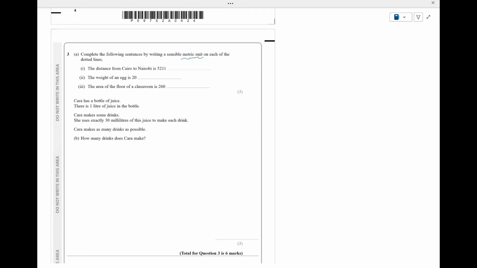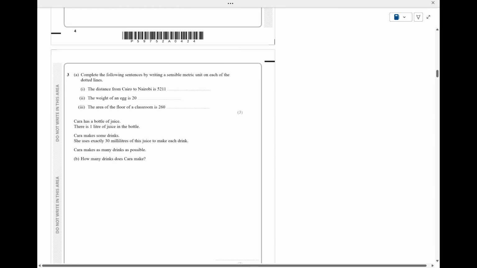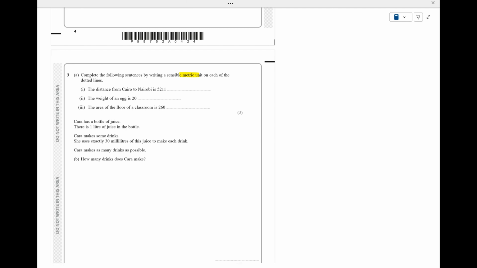Question 3. Complete the following sentences by writing a sensible, now look out, it says a sensible metric unit, doesn't it? Can you see that? So we need to write things like centimetres, metres, kilometres, maybe square units, but not things like miles. The distance from Cairo to Nairobi, well, I think that's 5,211 kilometers. The weight of an egg is 20 grams. And the area of the floor of a classroom is 260 square meters.